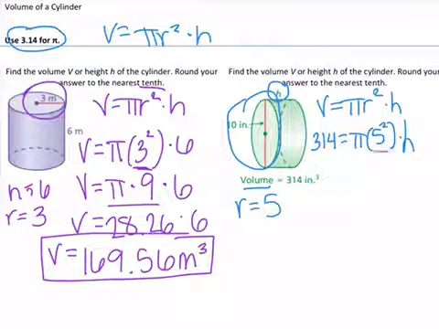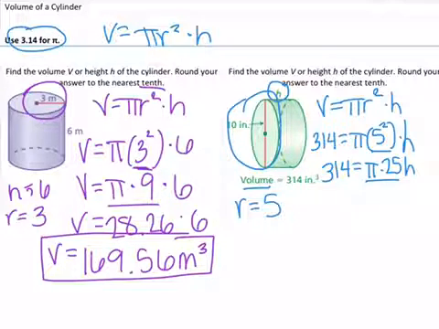So we're going to start simplifying. 5 squared is 25, so we're going to do pi times 25 times height. Now what we need to do is combine what we can and then get it away from h. So we're going to do 3.14. Remember, that's what we plug in every time for pi. And when we multiply that by 25, we get 78.5.